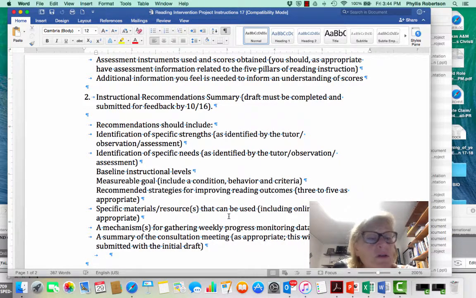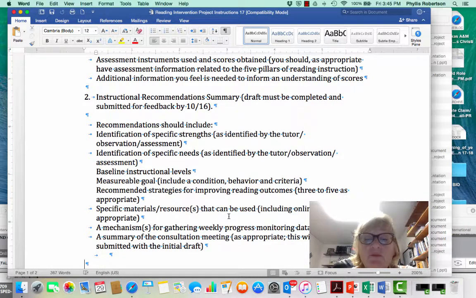At the most, 3 to 5. But remember, we have limited intervention time, so figure out in what area this student seems to need the most support, and what are some specific strategies I can use to build their meeting of that goal.